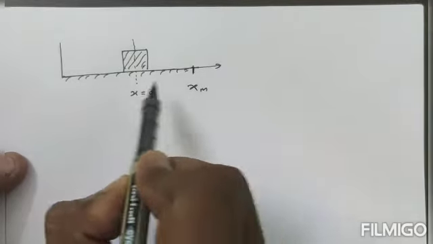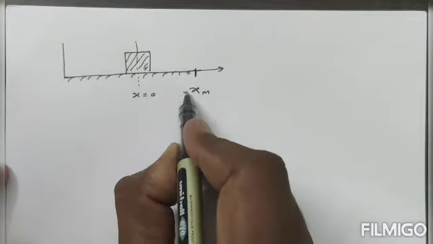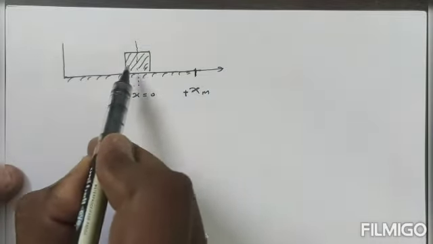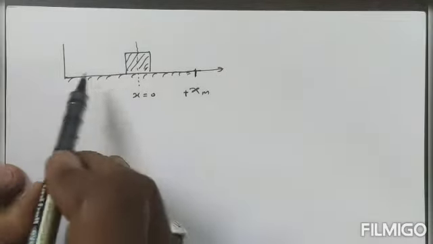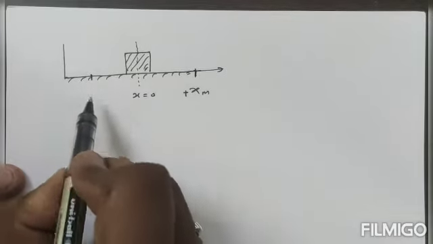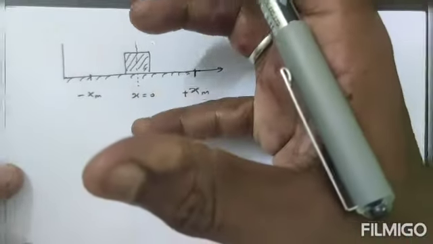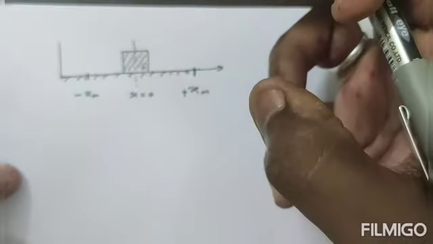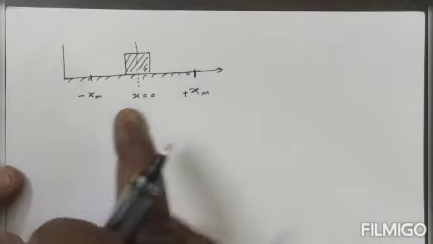xm is the maximum displacement in the positive direction. So that is positive xm for our convenience. If we compress on the left side, that is xc. For our convenience, let us imagine this position is minus xm. So if we stretch the string, the block moves to the xm position. If we compress the string, the block moves to the minus xm position.